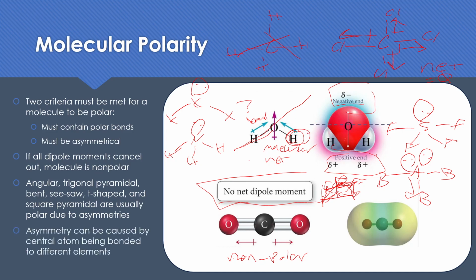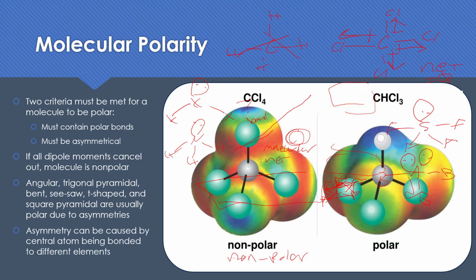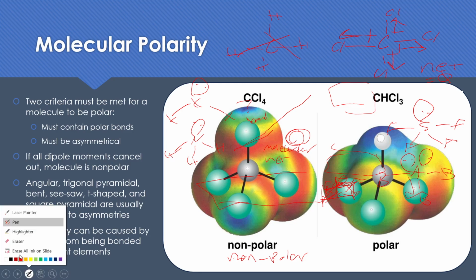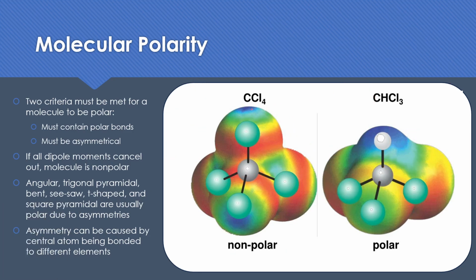One other thing to look out for is that asymmetry can be caused by the central atom being bonded to different elements. Okay, so if we go back to carbon tetrachloride, let me get rid of these notes. We look back at carbon tetrachloride. These are very polar bonds, but it's nonpolar. We replace one of these chlorines with a hydrogen. So this is carbon tetrachloride. That's chloroform. Oh, look, suddenly it's polar, because the first has 0 net. And now the net is pulling down because the hydrogen is a nonpolar bond, this is a polar bond, okay? So asymmetry can also be caused by an asymmetry in elements themselves.